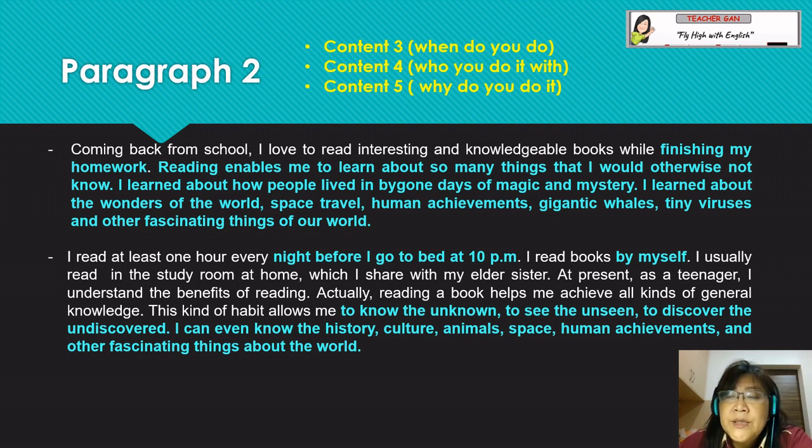At present, as a teenager, I understand the benefits of reading. Actually, reading a book helps me achieve all kinds of general knowledge. This kind of habit allows me to know the unknown, to see the unseen, to discover the undiscovered. I can even know the history, culture, animals, space, human achievements, and other fascinating things about the world.